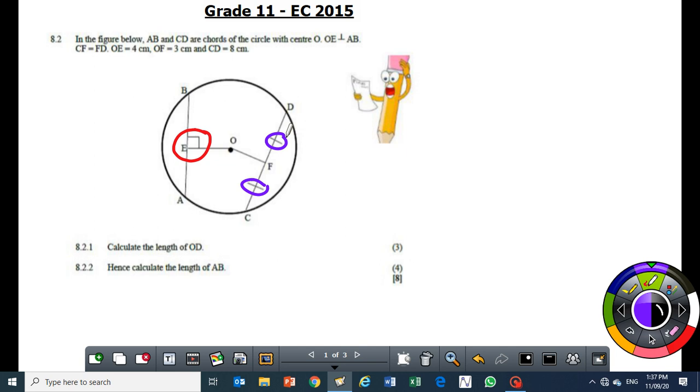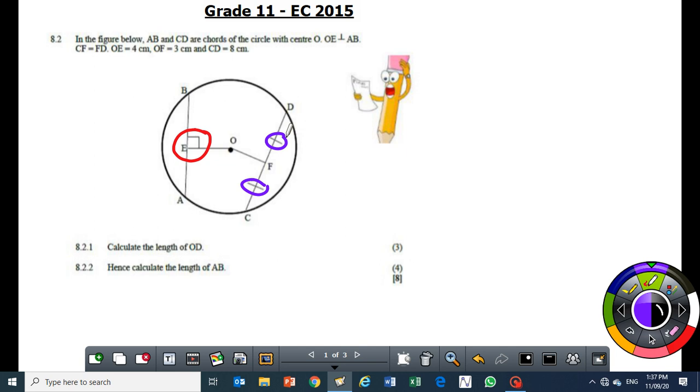If the 90-degree angle is there, then you say line from center perpendicular to chord. If there is a bisection of a chord by a line from the center, then you say line from center to midpoint of chord. Make sure you know the difference. For CD, FD is equal to FC because of line from center to midpoint of chord.